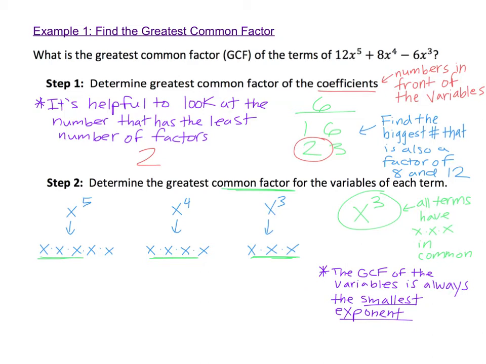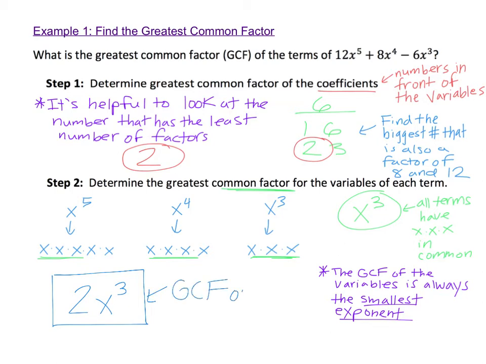Well, now we just have to put our two pieces together. The GCF of the coefficients was 2, and the greatest common factor of the variables was x to the third. So our answer for the greatest common factor of the terms would be 2x to the third. So that is the final answer for the GCF of the terms.